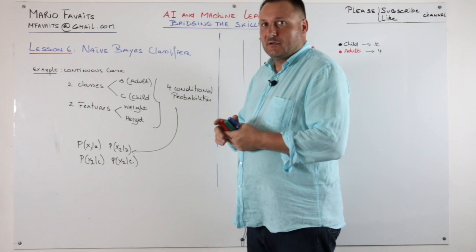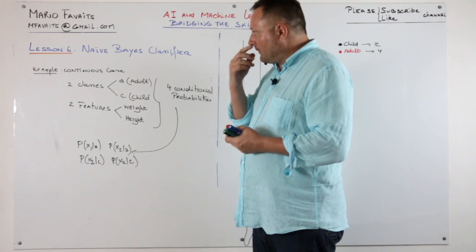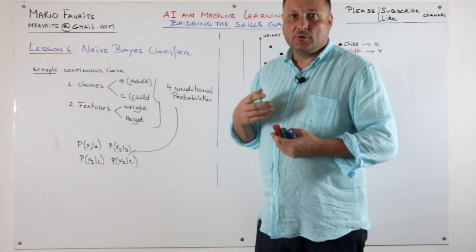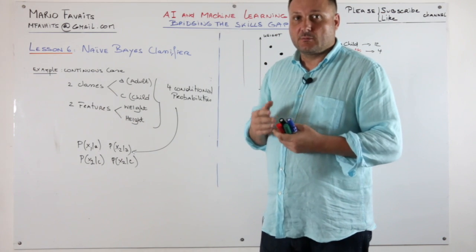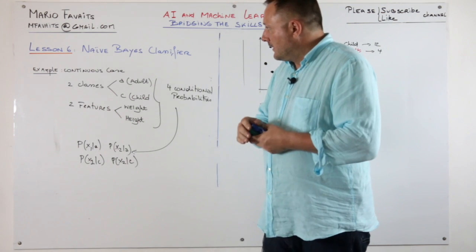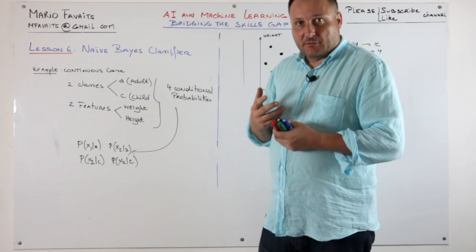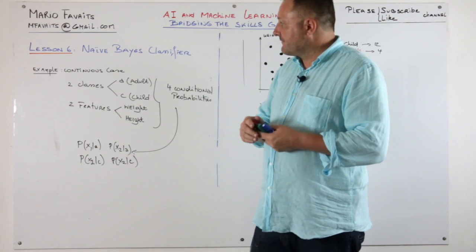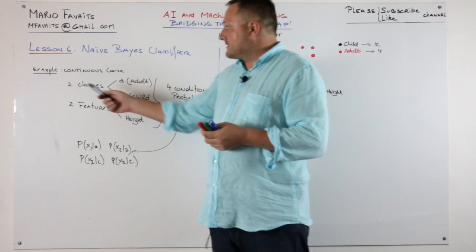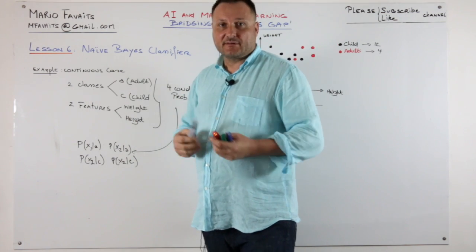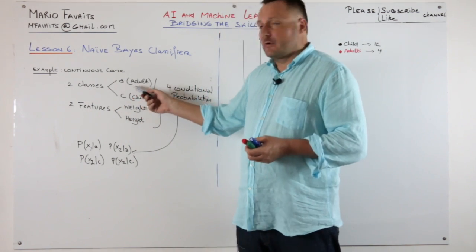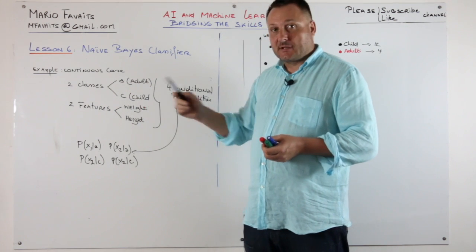Alright, let's now take a look at an example, and we're going to look at the continuous case, meaning we're going to deal with continuous random variables. You should know what a random variable is. If not, go and watch my statistics refresher. So in this case we will have a binary classifier. We have two classes. We have an A class for adults and a C class for child.